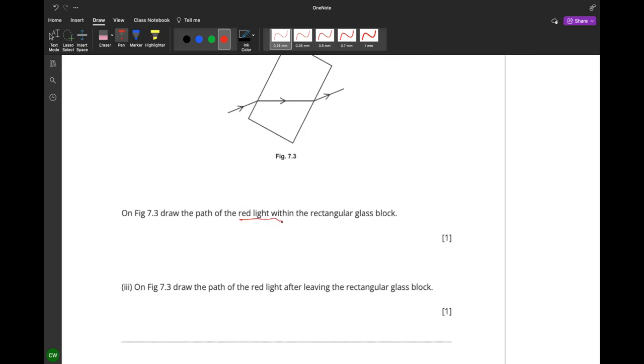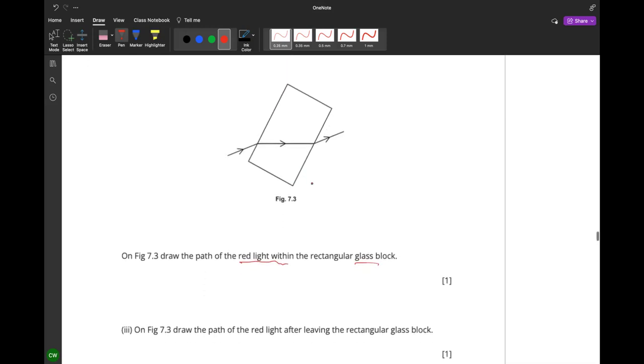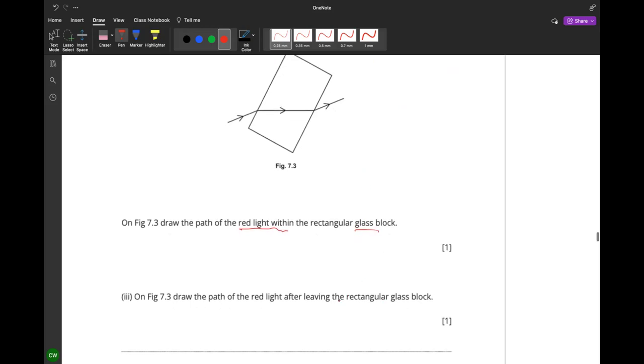Draw the path for the red color. So how do we draw? Okay, this is the rectangular glass block. So this is the normal line. Normal line is at 90 degrees. You need to have this line. So there will be another line.